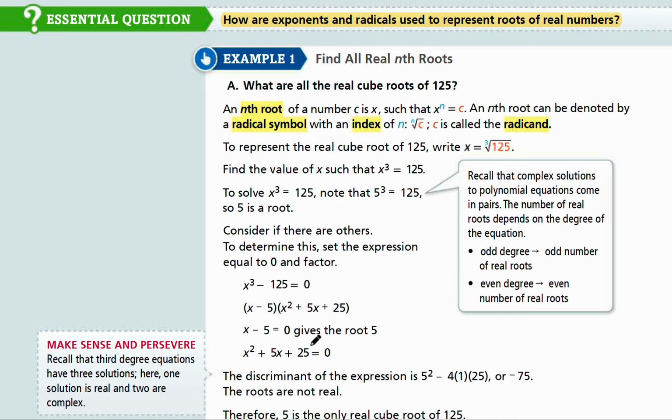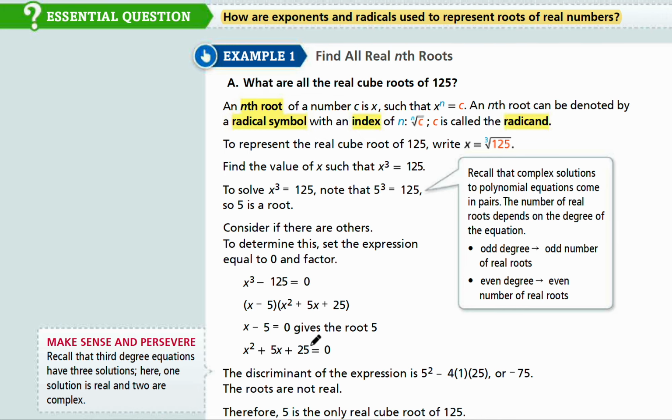Let's look at example 1. How do we find all real nth roots? Remember that real roots are roots that are possible, and you can see by graphing that the roots are often represented as the x-intercepts. So let's think about the real nth roots. What are all the real cube roots of 125?